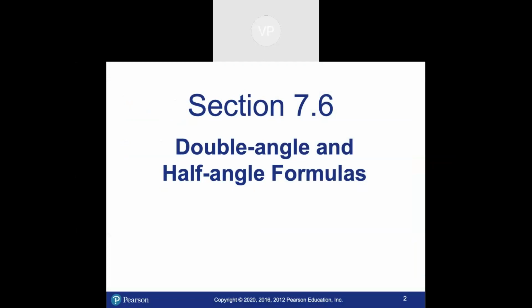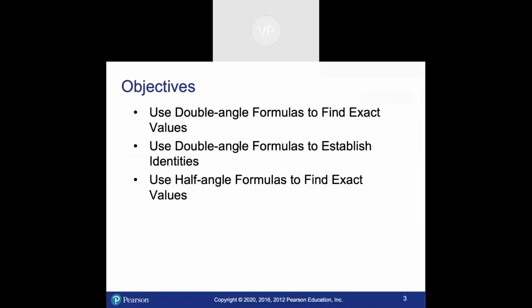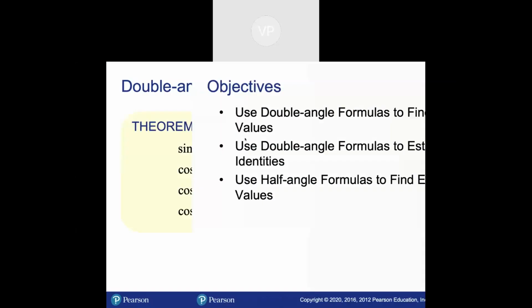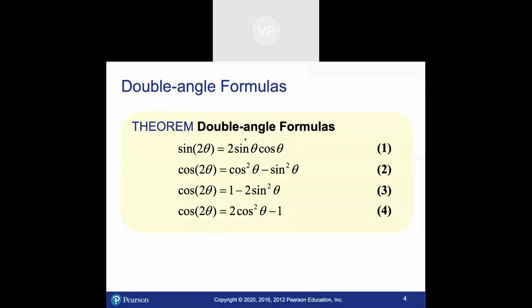So 7.6, we have our double angle and our half angle formulas. Basically, it's just another set of formulas to change some things. So here are the ones that you're going to use the most. If you have sine of 2 theta or cosine of 2 theta, you have some rewrites. Now, what I want to show you here is how in the world they got these. I'm going to give you a little bit of background.